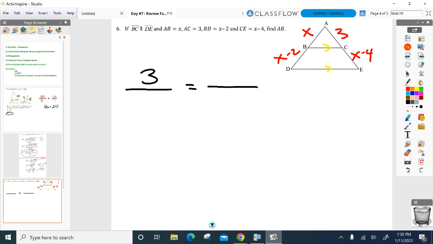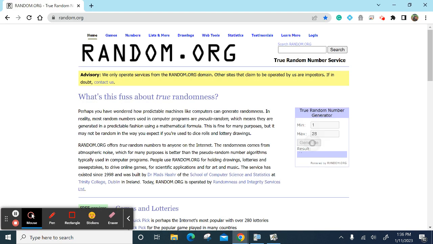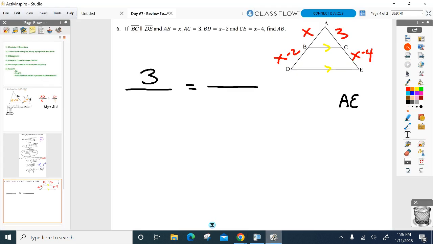I just want to know the name of the side it corresponds with. AC corresponds with AE. There you go. Full sides, right? AE is made up of what two segment lengths? 3 and x minus 4. And you combine them by adding them. Please don't put that in the proportion. Combine your like terms. There you go.